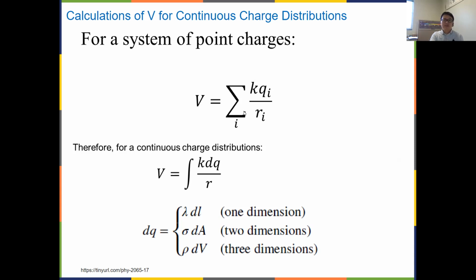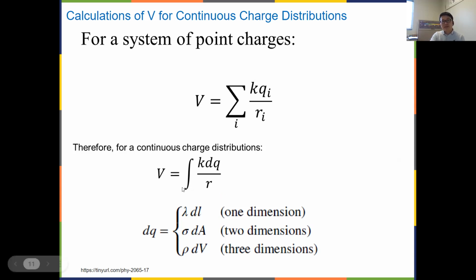For a continuous charge distribution, we can divide the charge distribution into small pieces, where each piece has a charge of dQ. Instead of using Qi, this can be treated as a point charge. Now, instead of doing summation, you'll be doing integration, because you are dividing the continuous charge into small pieces. In that case, summation becomes integration.